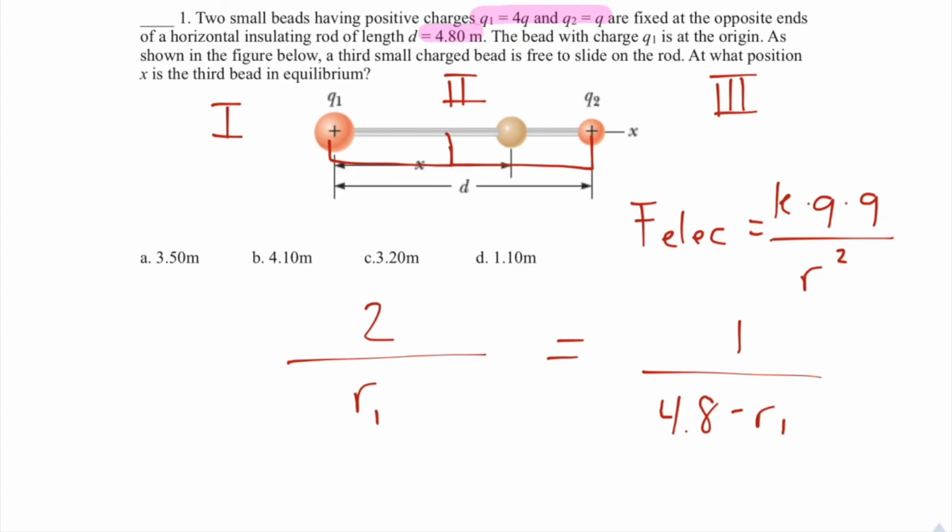So now the next step that we'll take is pretty straightforward. We're going to cross multiply and solve for R1. I'm going to let you do that on your own, and we get, in that case, that R1 is equal to 3.2 meters.